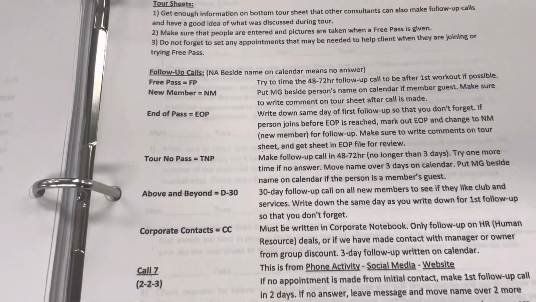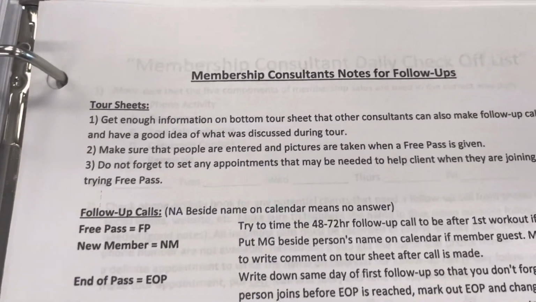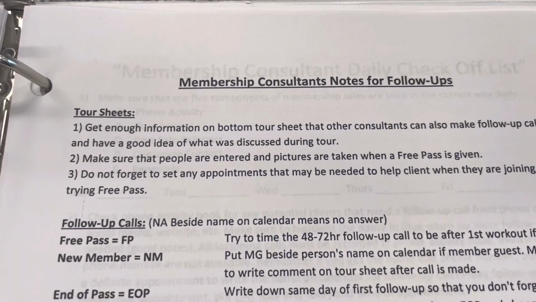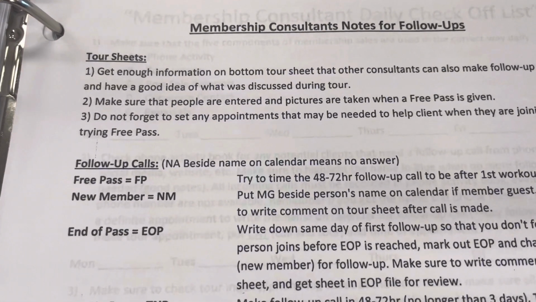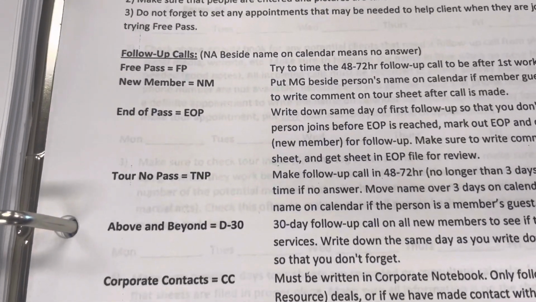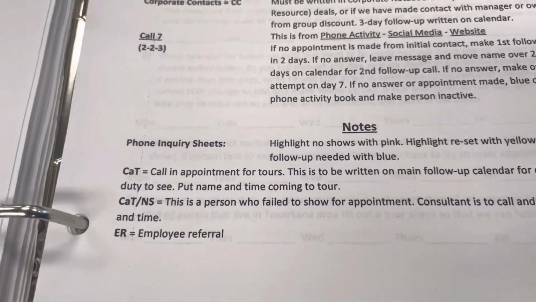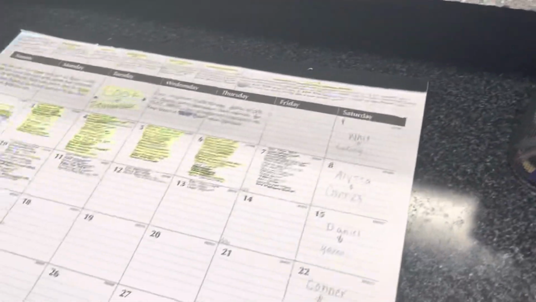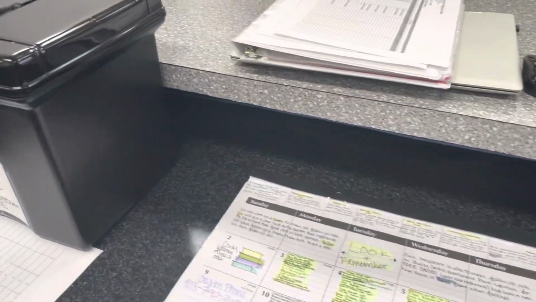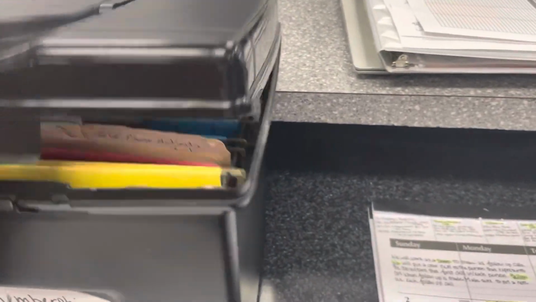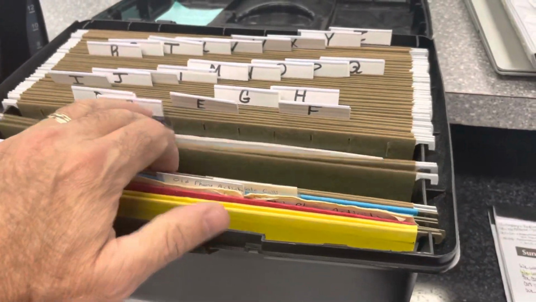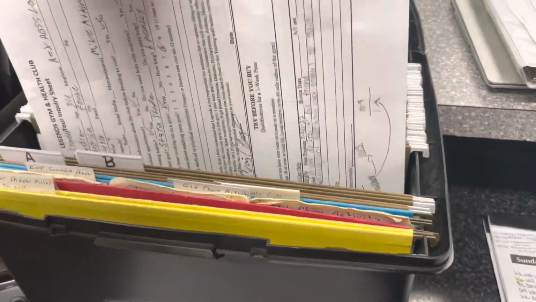So in your employee notebook, it has this sheet right here. It talks about membership consultant notes for follow-ups. And all these initials are for certain calls. Okay, so the way this works is normally all this stuff stays in the office. The laptop, the box with the follow-ups like your tour sheets and so forth go in here.